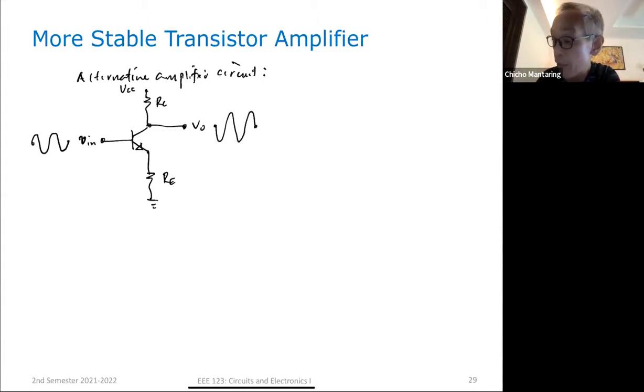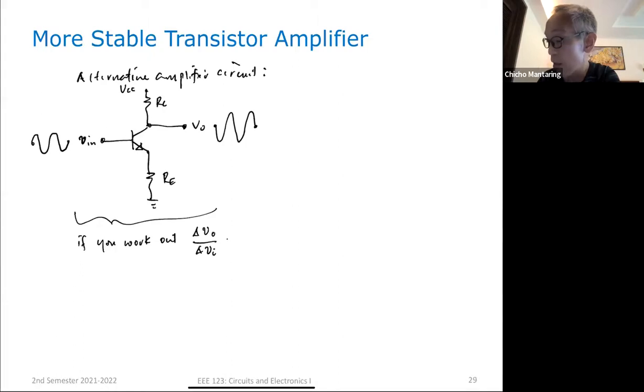And if you work out delta V out over delta V in, this is not dependent on beta if beta is very much greater than 1. You can try working that out by yourself.